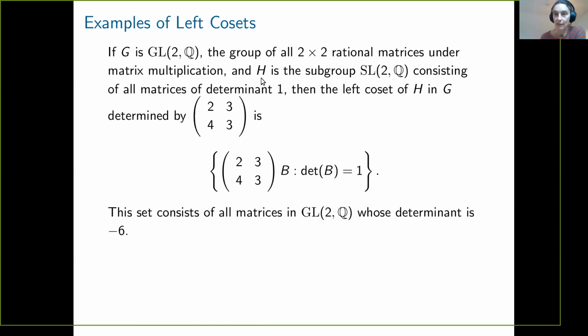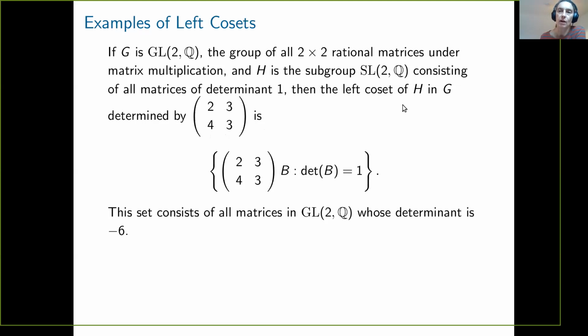H has only those ones which have determinant 1, and H is certainly a subgroup of G in that situation. It's called the special linear group. The left coset of H in G, determined by this particular example of an element of GL2Q. So this is certainly a matrix with rational entries and non-zero determinant.